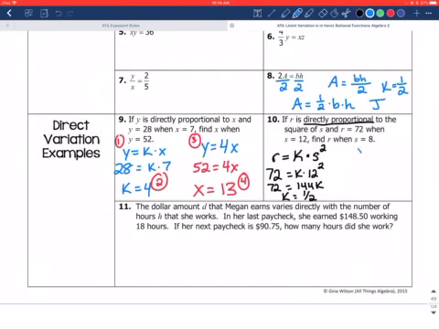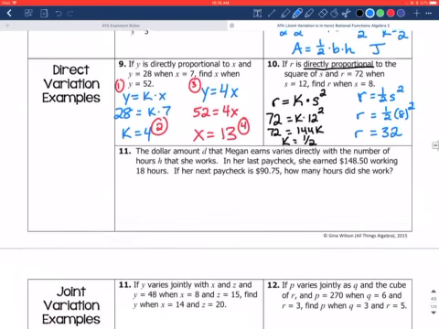So now we set up our new equation, and we plug in k, so that's 1/2, r equals 1/2 s squared. We found our constant of variation, now we just plug it in. And it says to find r when s is 8. So we'll do 8 squared, which is 64. Multiply by 1/2, divided by 2, which is 32. There's your answer there.